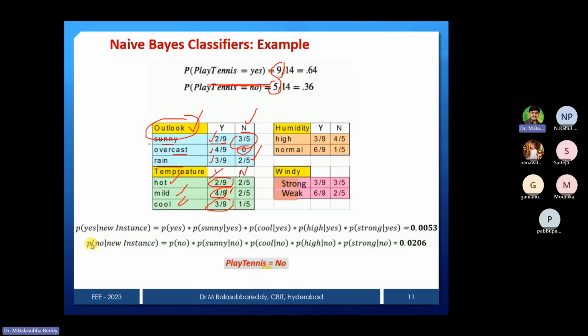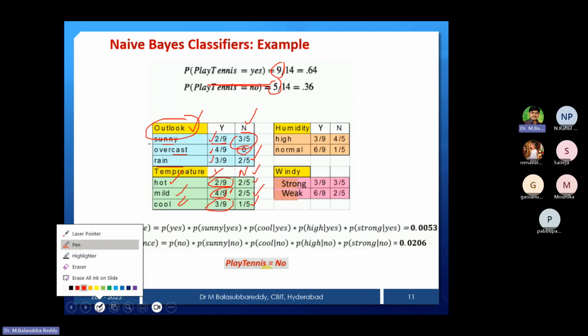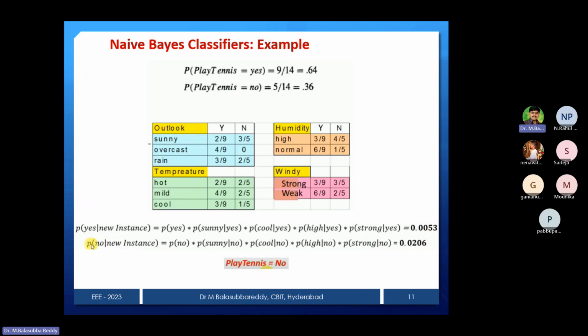And similarly, no's. How many times it is a no? That is a 2 by 5, and this also 2 by 5. This is a 1 by 5. So like that, we can get all these features. One feature is outlook, another feature is the temperature, then humidity, and then windy. So this is the yes instance, this is the no instance. Now you can fill the data. So what is this data? Probability of yes. This is a 9 by 14 means 0.64.